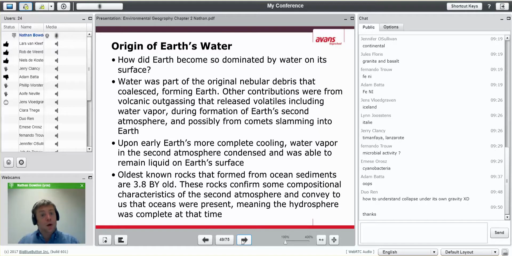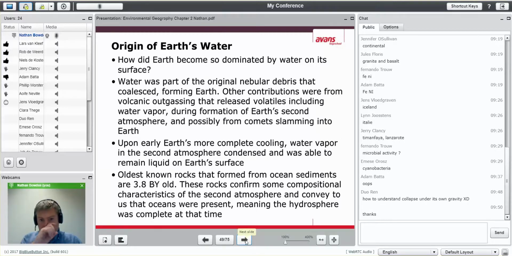It's part of the original nebular debris that coalesced and condensed to form the Earth. Other contributions were the volcanic outgassing, which released volatiles, including water vapor, into the Earth's second atmosphere. And upon cooling, as we said before, this condensed and became liquid.